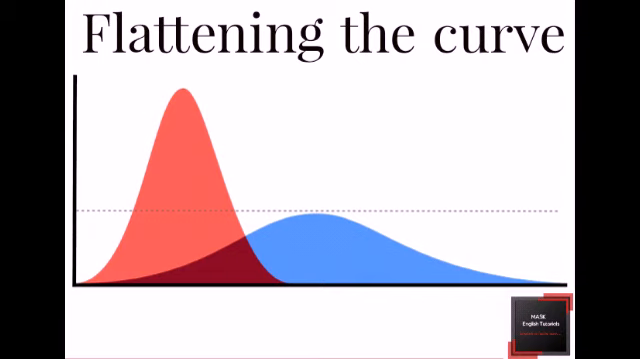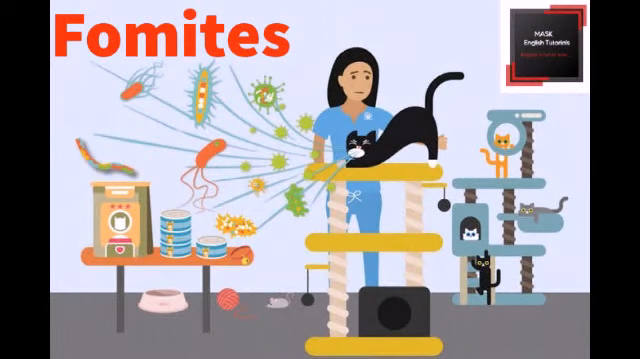Flattening the curve. Flattening the curve means slowing the spread of the epidemic so that the peak number of people requiring care at the time is reduced and the healthcare system does not exceed its capacity. Fomites. Fomites are objects or materials which are likely to carry infection such as clothes, utensils, and furniture.